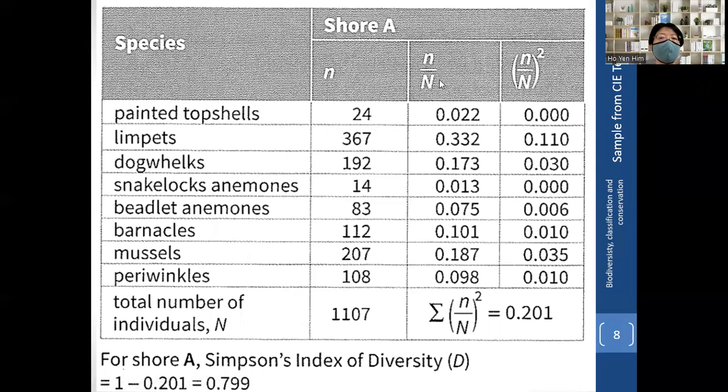So after the result, we need to do the calculation. So just take the n divided by the total N here, and then you square them. After you square them, you add all of them up. So you get this value. Then Simpson's index of diversity will be 1 minus this value, 0.201. So that will be 0.799.